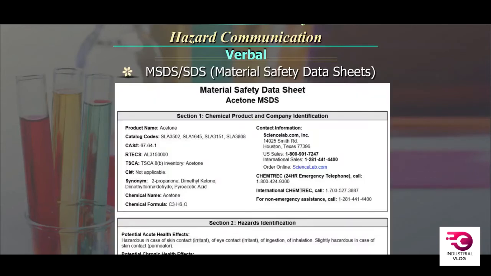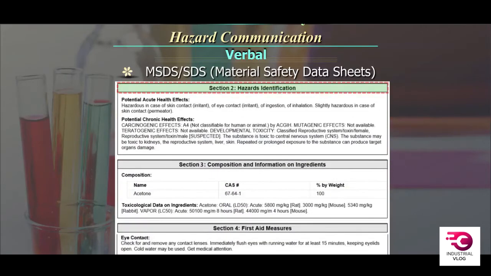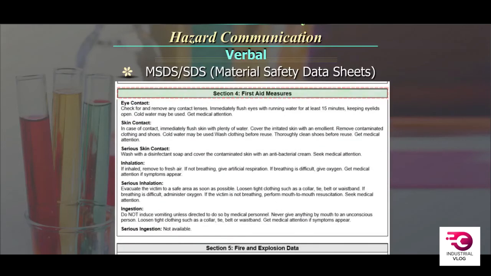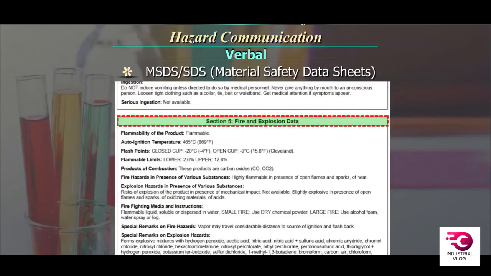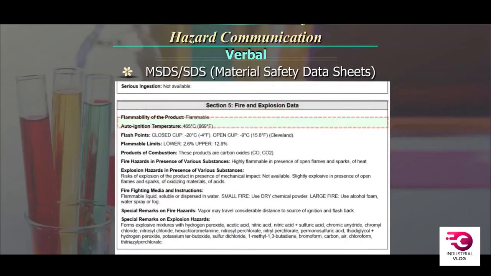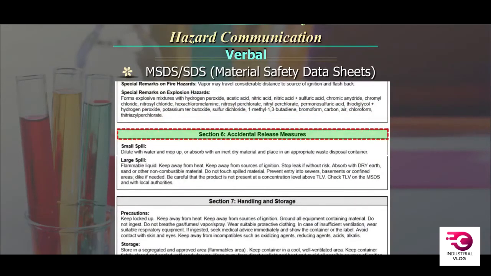The following aspects are addressed through an MSDS. 1. Identification of the substance or mixture and of the company or undertaking. 2. Hazards identification. 3. Composition or information on the ingredients. 4. First aid measures. 5. Firefighting measures. 6. Accidental release measures. 7. Handling and storage.